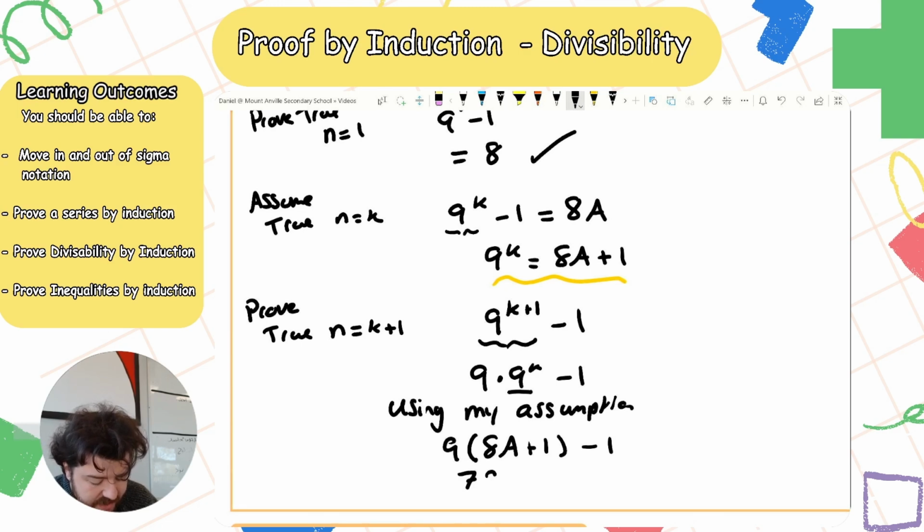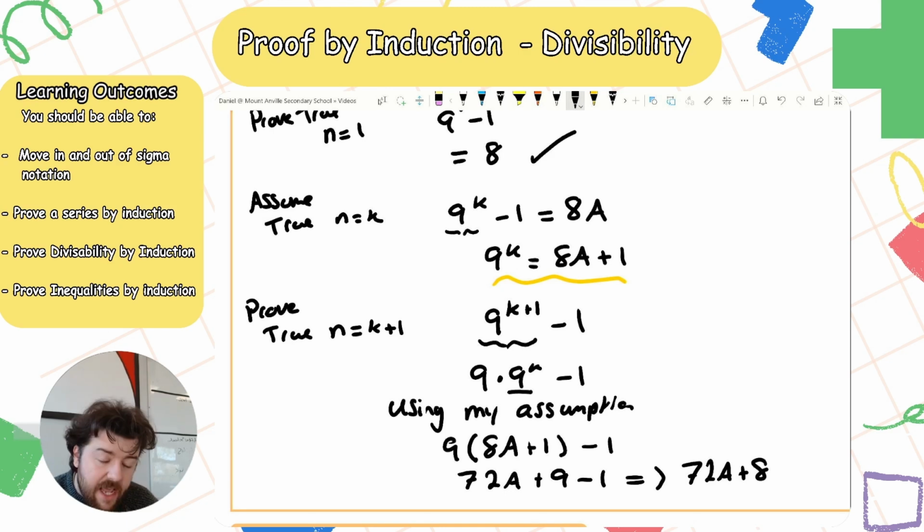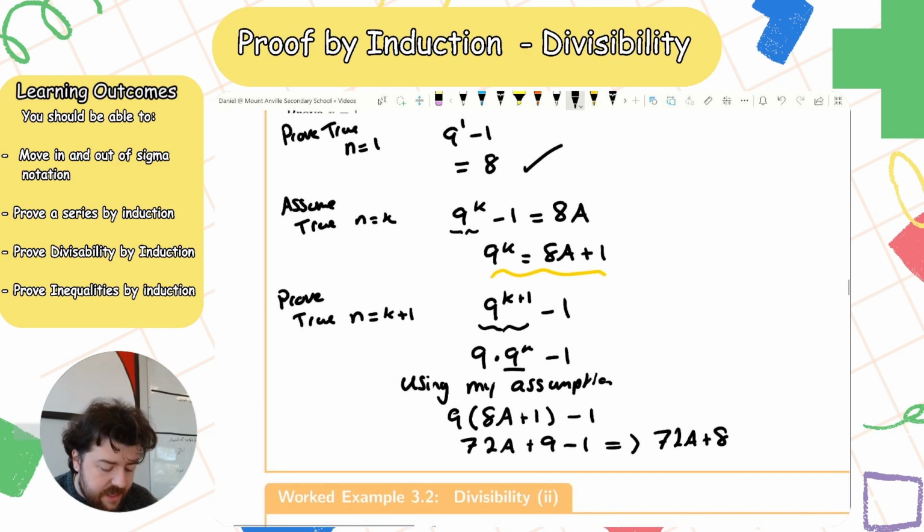9 times 8a is 72a. 9 times 1 is 9, minus 1. That is going to be equal to 72a plus 8. And then finally, what I realize here is I could factor out an 8, and then I'm left with 9a plus 1. So therefore, this can be written as 8 times something, i.e. 8 is divisible by it. Then you just include your little line of proven true for n equals 1, assume true for n equals k, which implies true for n equals k plus 1. Therefore, proven by induction for all values of n, element of natural numbers. That's it.